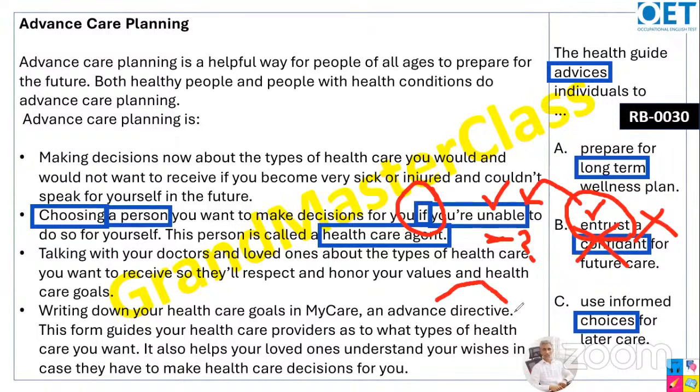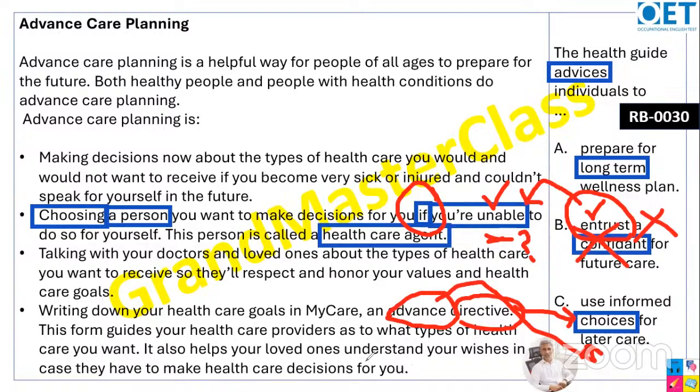Advance now for later care. Advance: you are doing this one in advance. Directive: you are giving suggestions for later. Directive means you are directing, telling about your choices, what should be done, what should not be done. You are giving some directions. So this form, you are filling it up. These forms guide your healthcare providers as to what type of healthcare you want. It also helps your loved ones understand your wishes in case they have to make healthcare decisions for you.